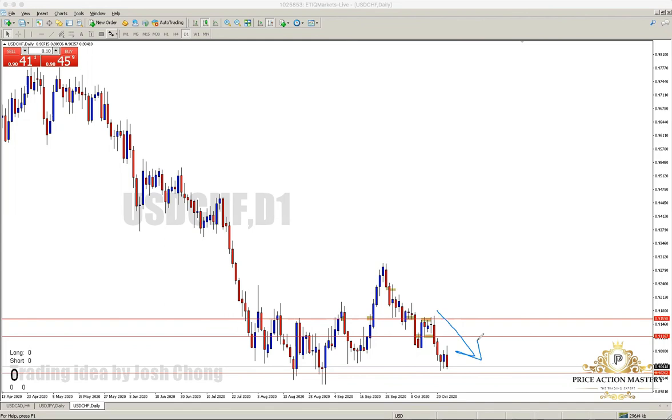Okay, so basically this is all the market analysis for the upcoming week, which is the 26th of October until the 30th of October 2020.